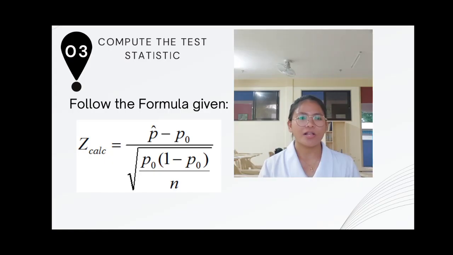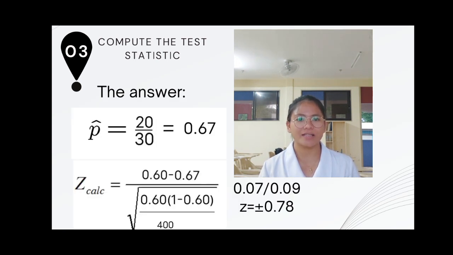Step 3. Collect the data and compute the test statistic. From the information provided, we know that the sample size is 30 and the number of teenagers who prefer TikTok is 20. We can calculate the sample proportion by dividing the number of teenagers who prefer TikTok by the sample size. So p-hat equals 20 divided by 30, which is equal to 0.67.